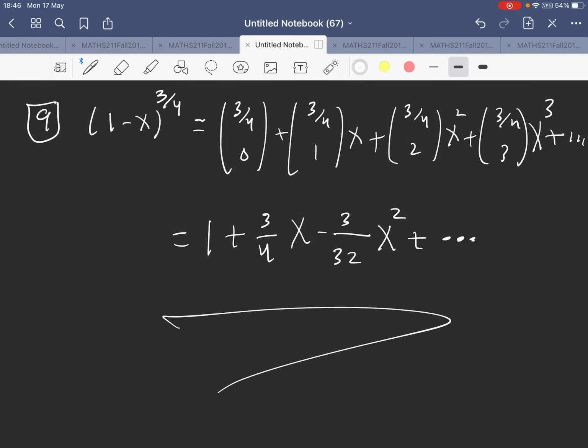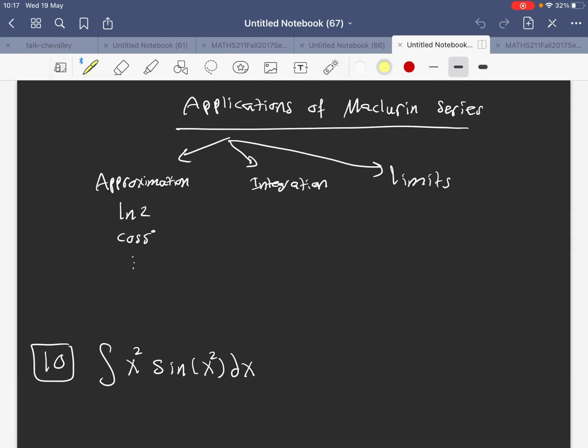In the last part of this section, we will find integration, limits, numbers using series, which will be the last part of this course. Thank you for watching. Welcome back, student, to part 5 of section 11.10.